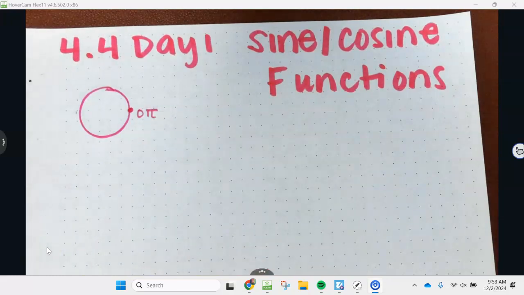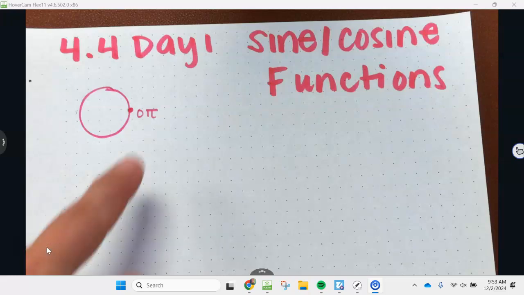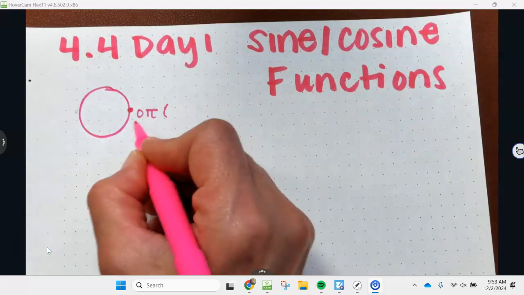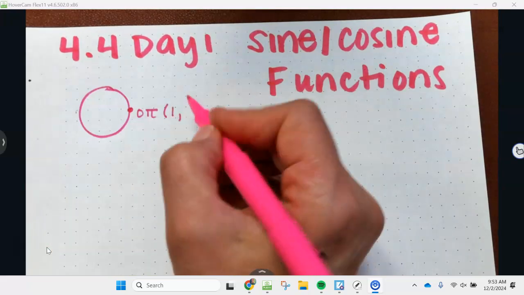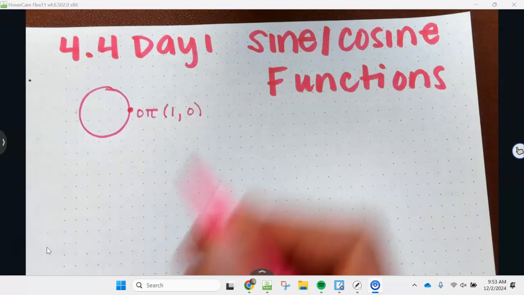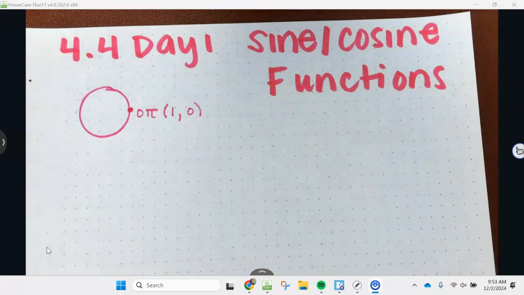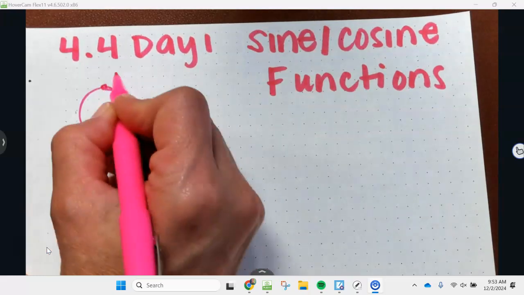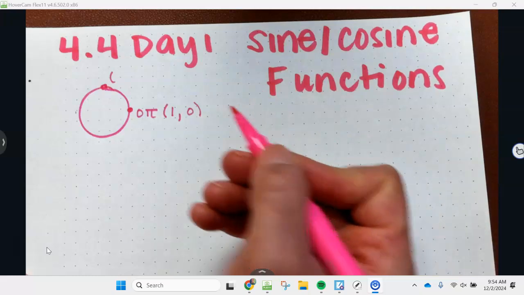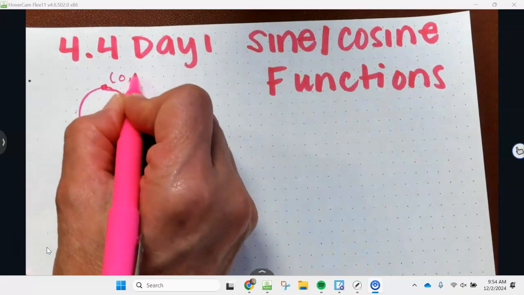And if I asked you for the cosine value for 0 pi, it's just the x-coordinate. So the cosine value for 0 pi is 1. The sine value is 0. So don't forget those cosine and sine values are just the ordered pairs. That's the beginning. Remember, the top of the unit circle is going to have an ordered pair of 0, 1.